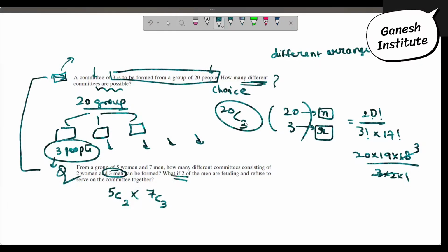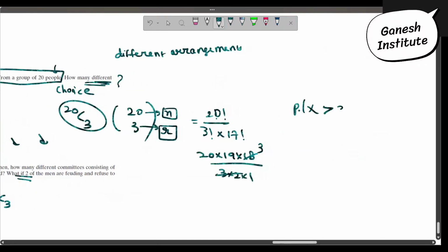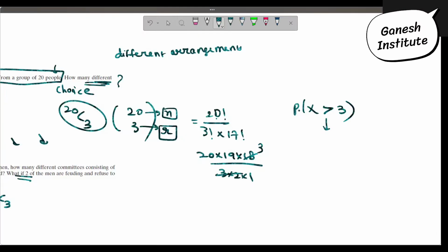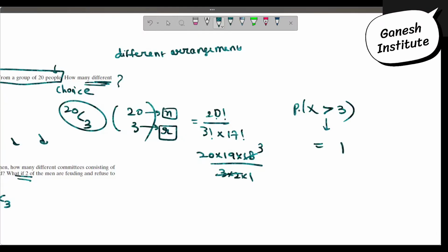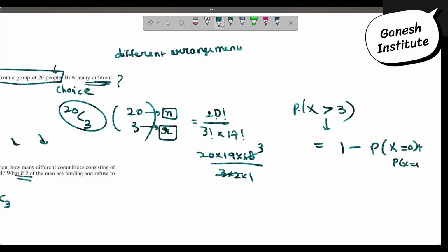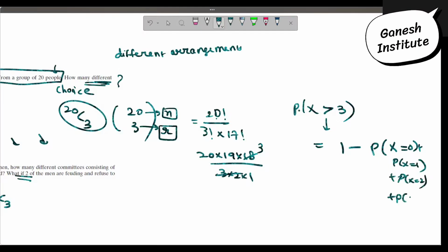So this is a bit complicated. Now see, if I have to find out the probability of x greater than 3, greater than 3 can go till infinity. I can simply find it with 1 minus P(x = 0, 1, 2, and 3), right? It is easy.